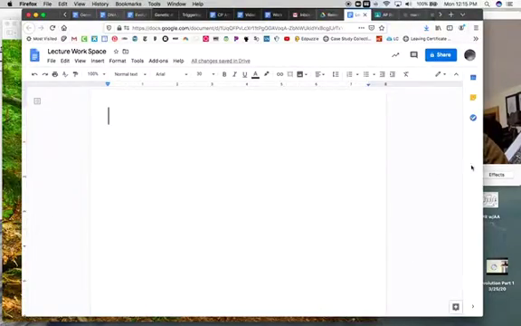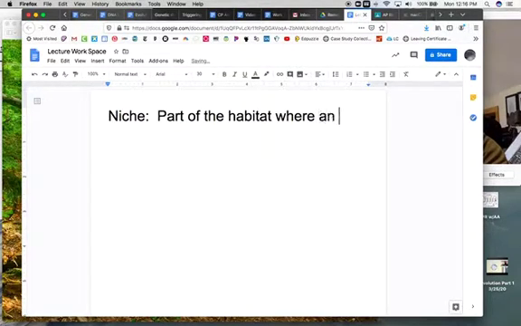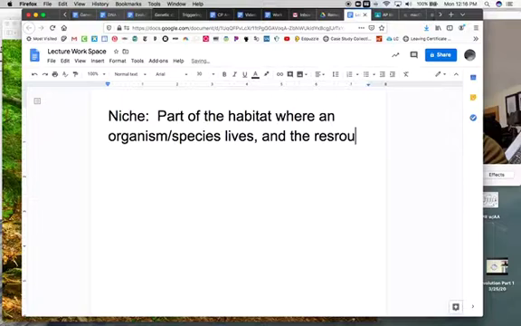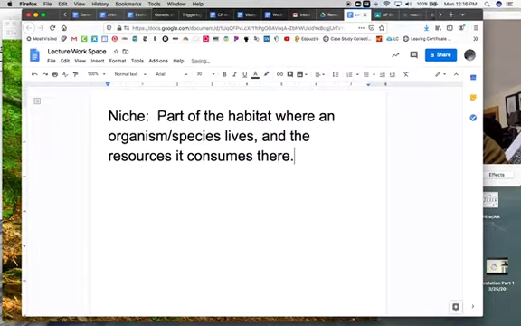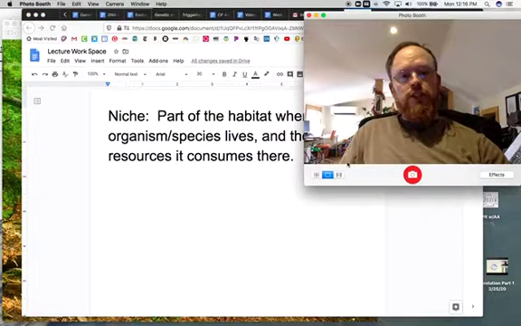Well, check this out. A niche is the part of the habitat where an organism/species lives and the resources it consumes there. Okay, so that's a niche.